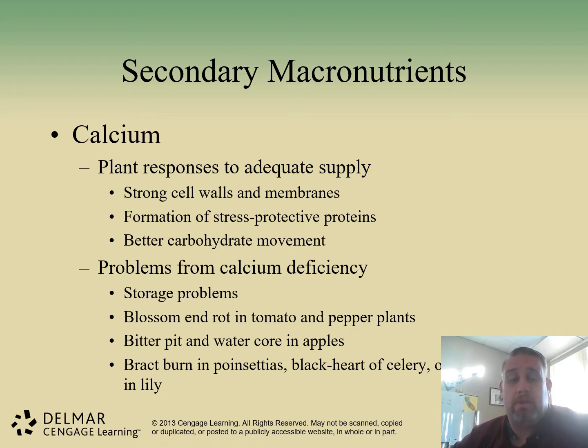The problem with calcium is it can have storage problems. A telltale sign in tomatoes is blossom end rot, which will be a black rotting on the underside of the tomato. And you can also have bitter pit in apples, and it's called brack burnt, and it basically will create a black heart on colorful plants. So the poinsettias, celery, lilies.